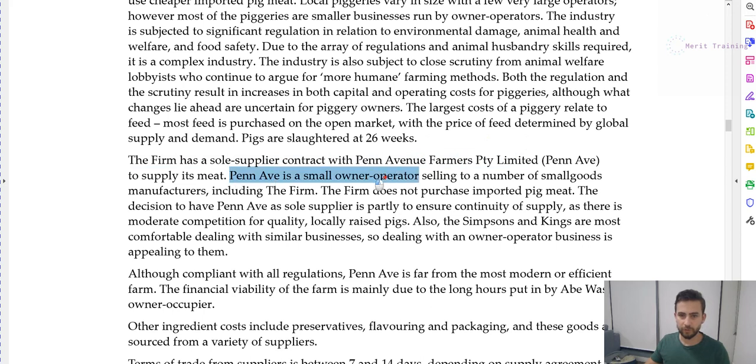Okay, Penn Avenue is a small owner-operator selling to a number of small manufacturers, including the firm. So the firm does not purchase imported pig meat. Okay. But maybe they could increase their supply if they included international pig meat. But then what's the impact going to be on their supply chain, in terms of the quality and also consumer preference? If they start using imported pig meat, are consumers likely to push back and purchase less of their meat? These are the kinds of things you need to think about.